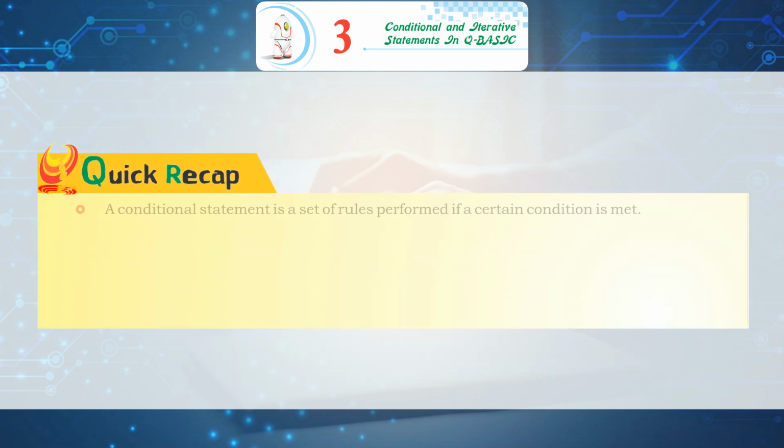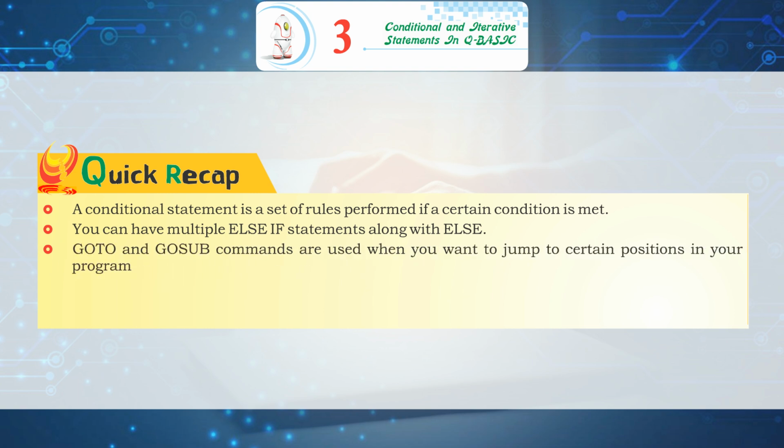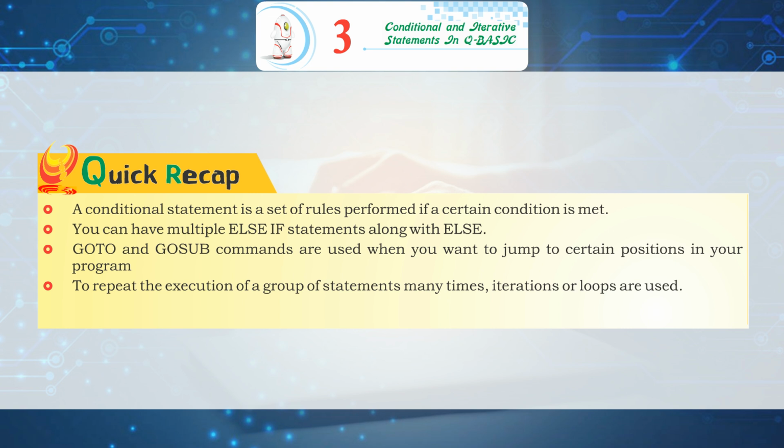CLS. Quick recap. A conditional statement is a set of rules performed if a certain condition is met. You can have multiple ELSEIF statements along with ELSE. GOTO and GOSUB commands are used when you want to jump to certain positions in your program. To repeat the execution of a group of statements many times, iterations or loops are used. The EXIT command is used to exit from a loop before the loop ends on its own.